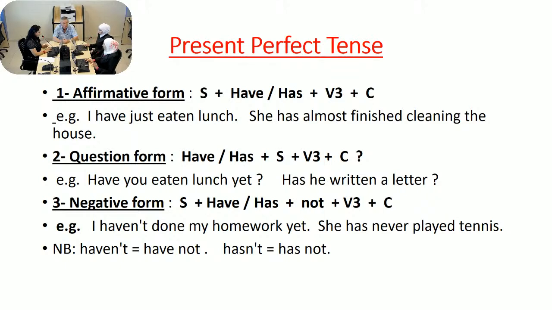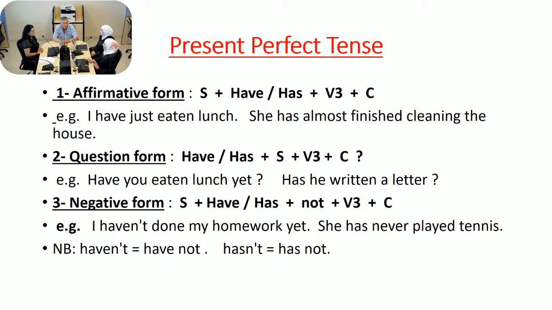When we talk about tenses, we usually mention the form and the usage. For the form, in the affirmative form, we use after the subject have or has, and the verb in the past participle, verb 3, and the complement. For example, I have just eaten lunch. She has almost finished cleaning the house.